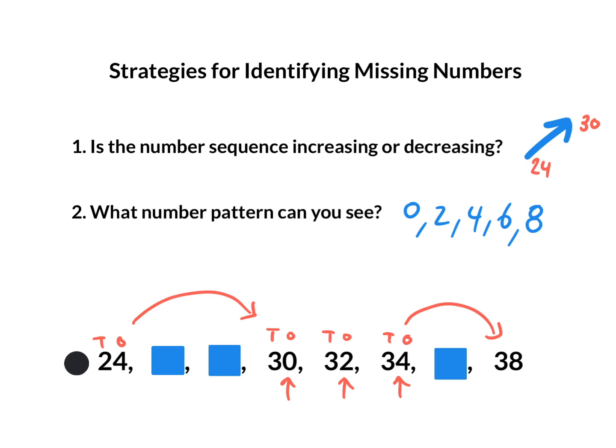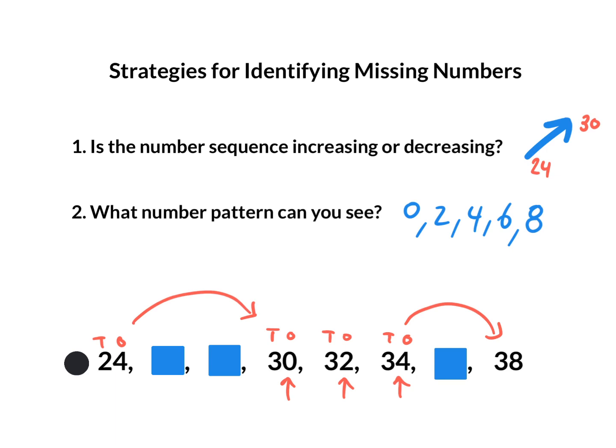So what pattern can I see? I'm going to look to the ones column of each number, and I can see that there's a 0, 2, 4. So I'm thinking to myself that the very last missing number must be 36, because it follows a 2's pattern. If my number sequence follows a 2's pattern, then from 24 I must have 26 and then 28. And I know 2 more after 28 must be 30.